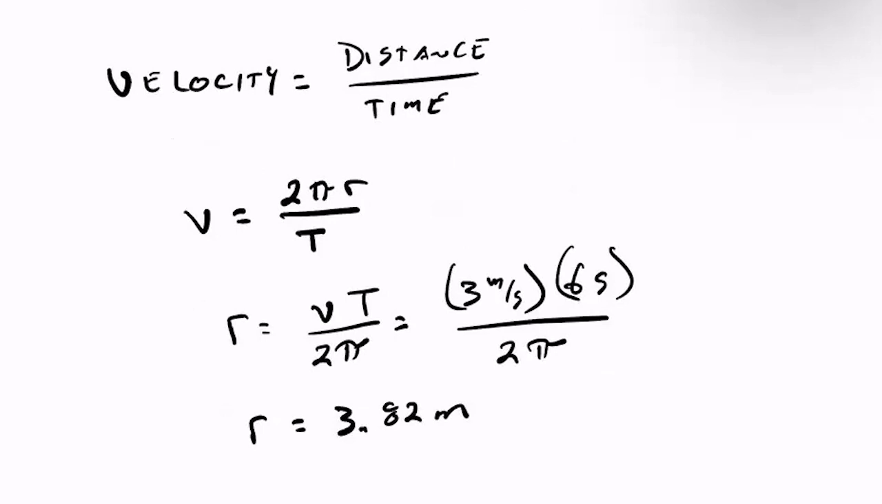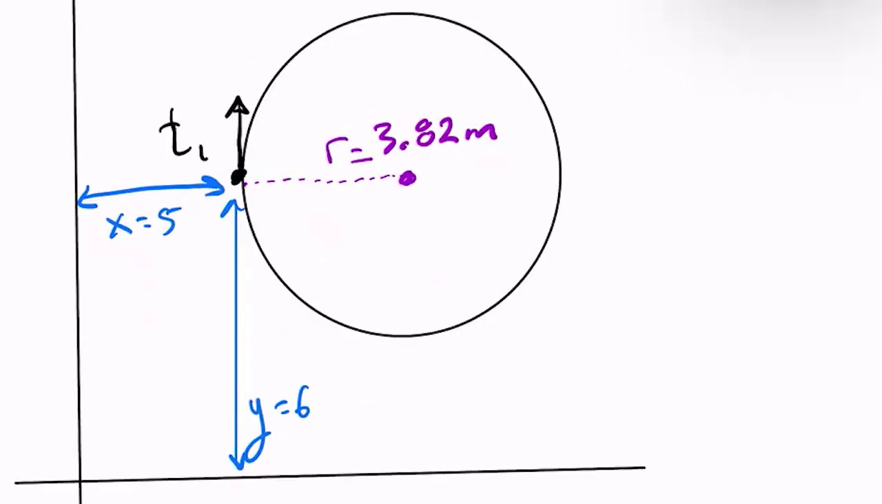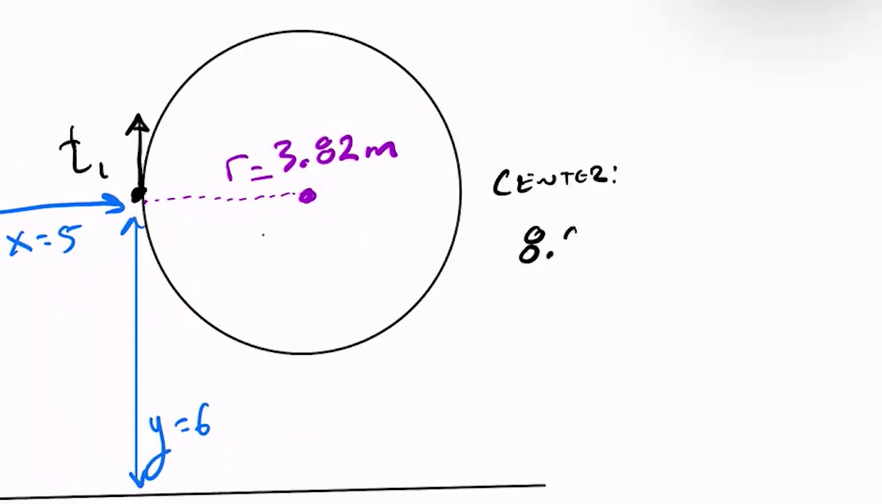Therefore, this problem asks me to find the center of my circle. Since I know my particle began at t1 at a position of 5 meters over and 6 meters up, I see that the center of my circle has to be at 8.82 meters in the x direction and 6 meters in the y direction. So there you have it. We were able to see how we could use the given information and our knowledge of circular motion in order to solve for the center of that circle.